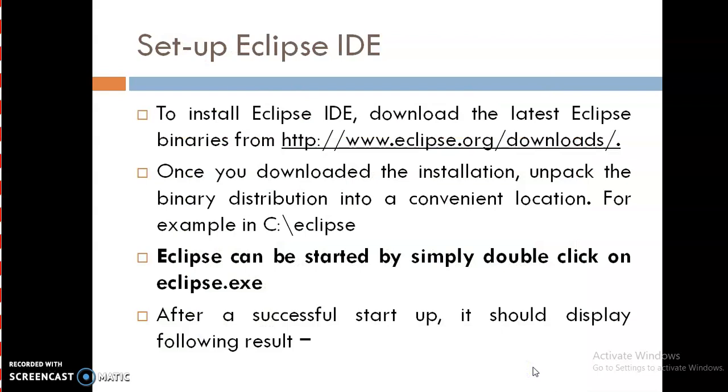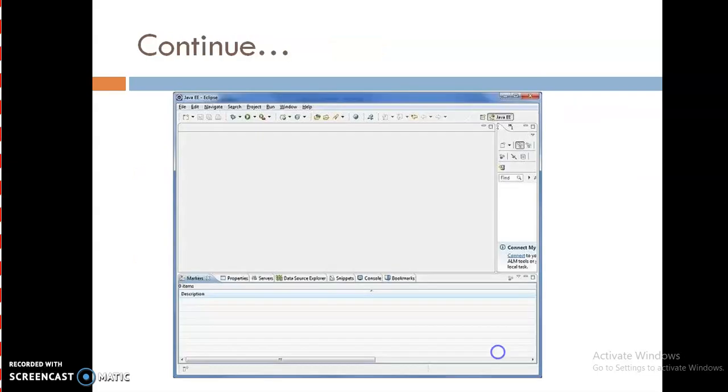Now setup of the Eclipse integrated development environment. To install Eclipse IDE, first download the latest Eclipse binary from www.eclipse.org. Then download the installation and unpack the binary distribution to a particular location, for example C:\eclipse. Then Eclipse can be started by simply double clicking on eclipse.exe. It will start, and after successful startup and installation, it will display the following result.